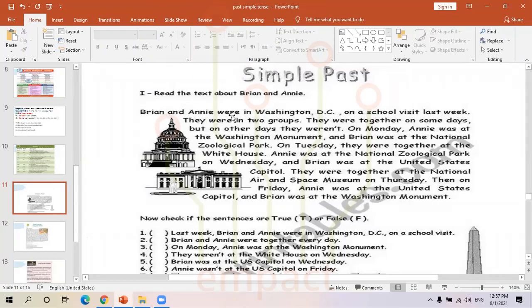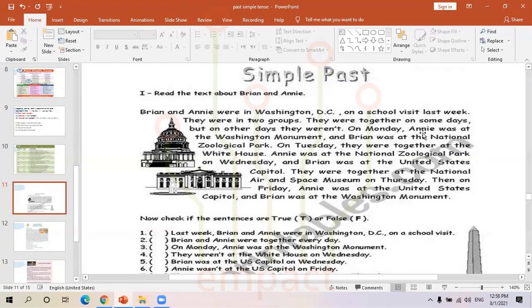Brian and Annie were in Washington, D.C. on a school visit last week. They were in 2 groups. They were together on some days, but on other days they weren't. It means in some days they were together, in some other days they weren't, they were alone, okay?